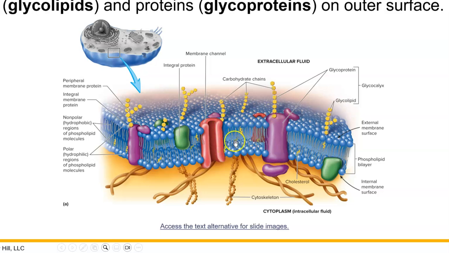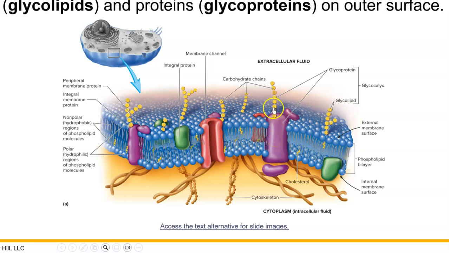But the two little tails that are attached to each phospholipid, they're going to face each other because they are not soluble in water. They're insoluble in water. They are lipids. So they're going to face each other and not face the watery environment inside or outside the cell. You also see these very large molecules that go all the way through the cell, and they are large proteins and they have different functions. Like this one, for example, has a channel that allows molecules to move in or out.